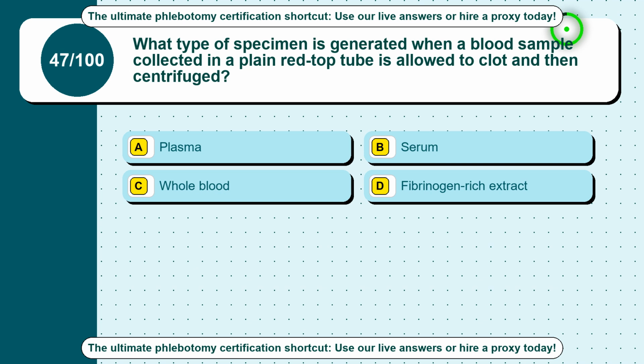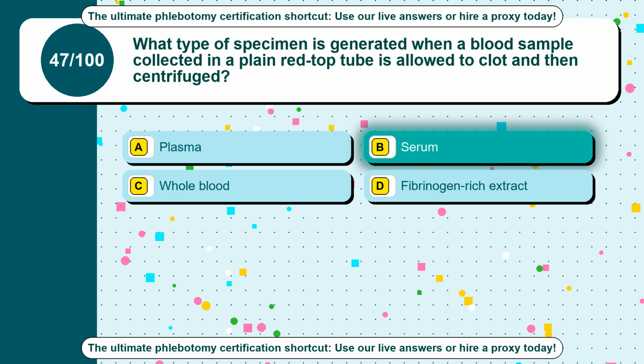Question 47. What type of specimen is generated when a blood sample collected in a plain red top tube is allowed to clot and then centrifuged? Option A. Plasma. Option B. Serum. Option C. Whole blood. Option D. Fibrinogen-rich extract. The correct answer is option B.